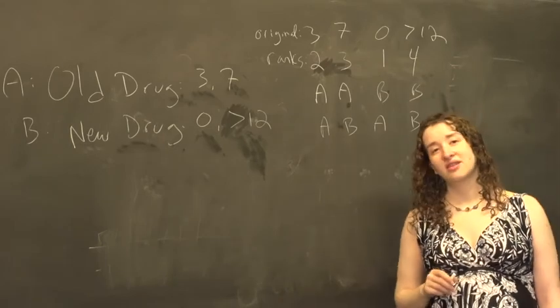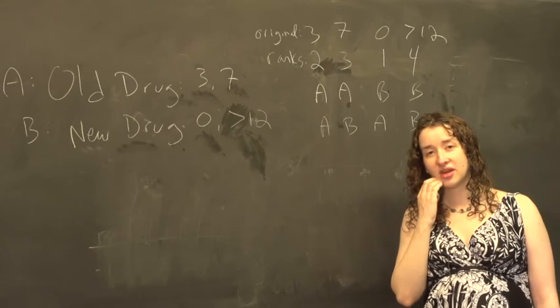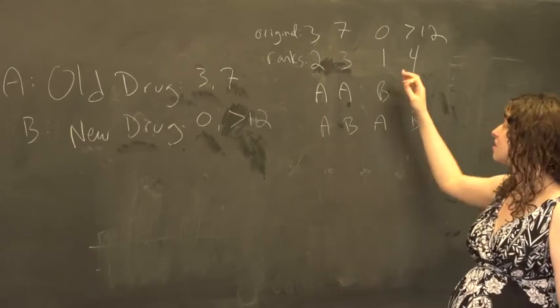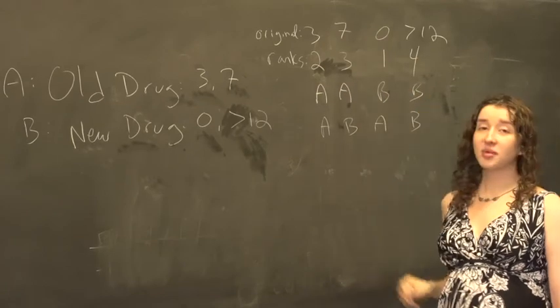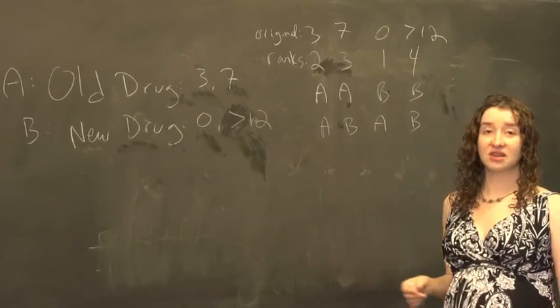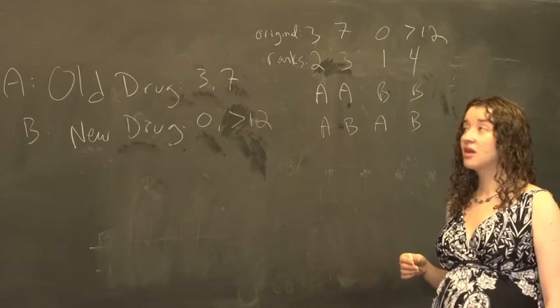Why would we do that? Clearly, we're losing information here. Clearly, the numbers 1, 2, 3, and 4 do not reflect how far apart from each other the numbers 0, 3, 7, and at least 12 are.